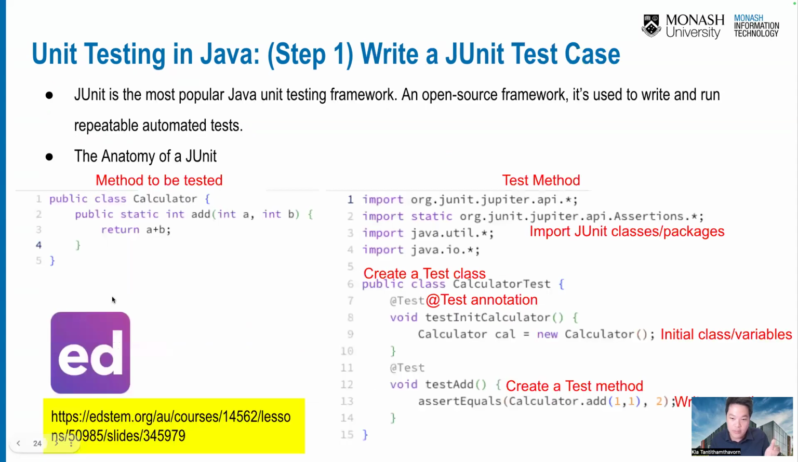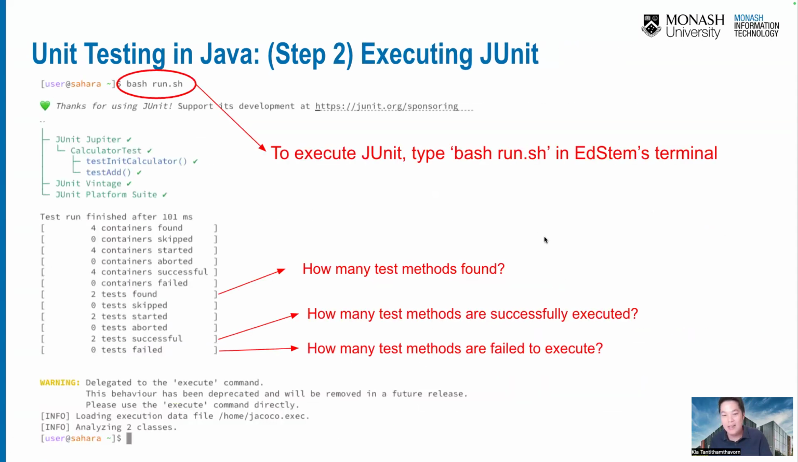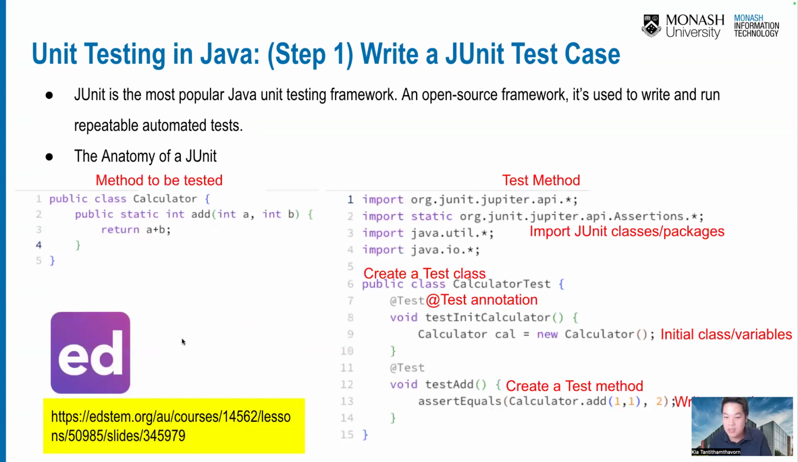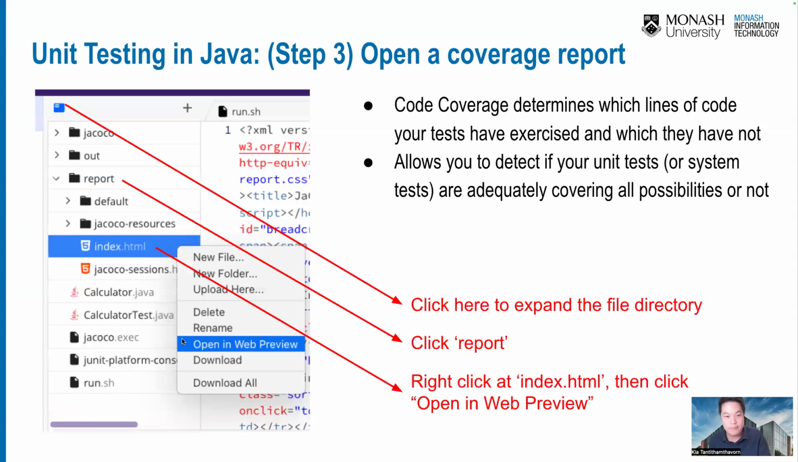So it found 2 test cases here, okay? Test init calculator and the test add. And then it tells you whether the test methods are successfully executed or not, and how many test methods failed to execute. Right now it's failed because I didn't write everything correctly, okay?